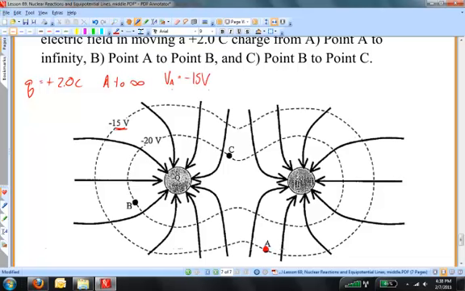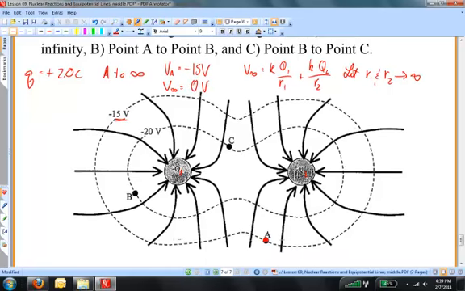Well, I have 2 point charges, and so the potential at infinity is going to be kq1 divided by r1 plus kq2 divided by r2, or you could call this q1 and that q2. But if r is equal to infinity, then the potential at infinity is going to be 0, because anything over infinity is equal to 0. So I can say that V at infinity is equal to 0 volts.